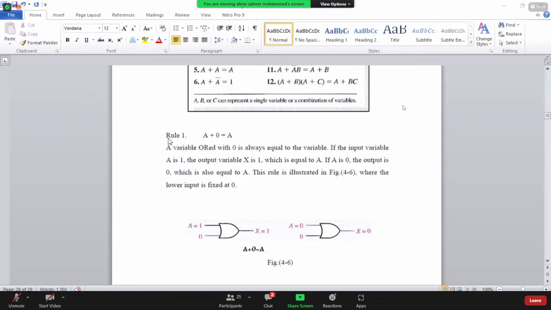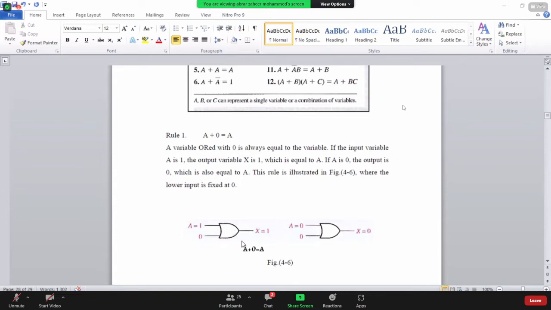So rule number 1 was A plus 0 is equal to A. Means what? When a variable is ORed with 0, it is always equal to the variable. Means if A is ORed with 0, then it is equal to A. That can be seen by using this logic diagram also.